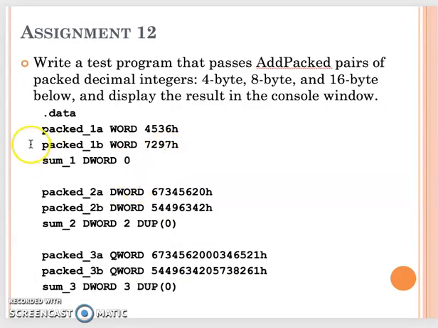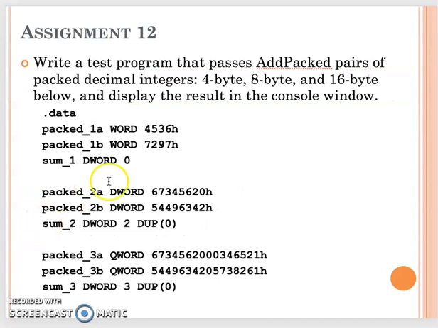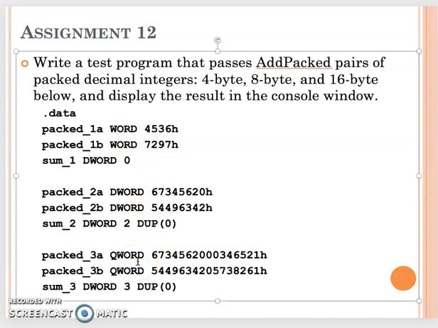For example, the first pair of numbers are words, so they have 2 bytes. That's why the ECX you pass equals 2. For double words, they are 4 bytes, so ECX equals 4. For quarter words, they have 8 bytes, so when you call the addpack procedure, ECX equals 8. I want you to rewrite the addpack.asm file as a procedure to use for our assignment 12. Your assignment 12 ASM file will test these 3 pairs of values and display your result in the console.